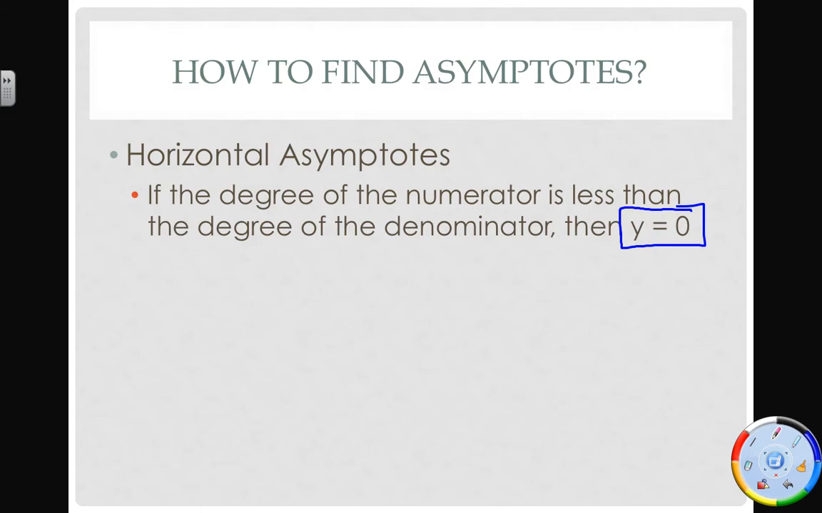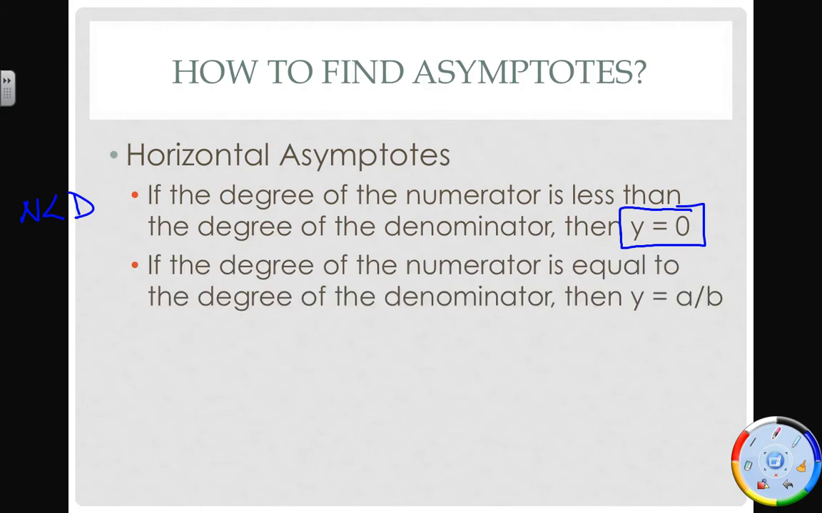So that's the first one. This is n is less than d. Numerator is less than denominator, talking about degree.